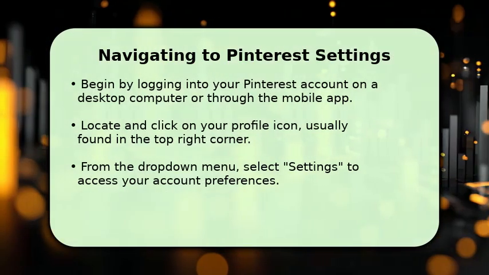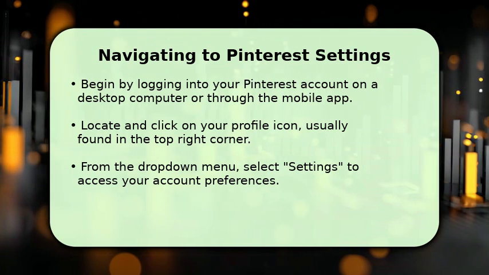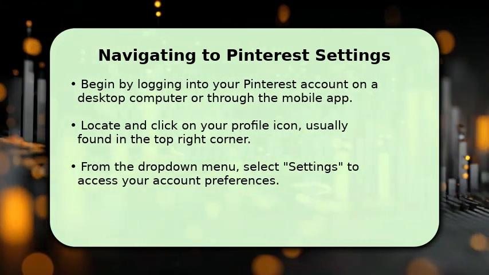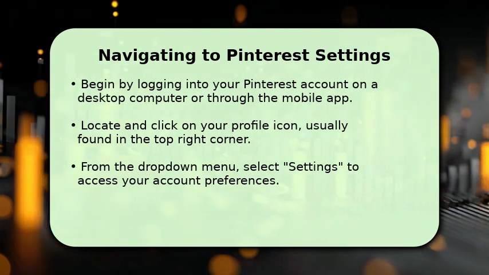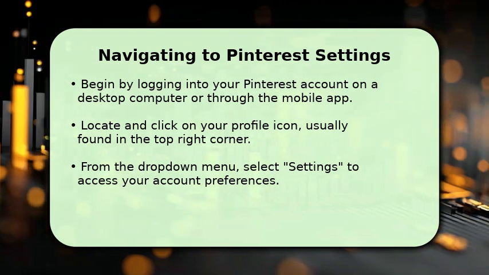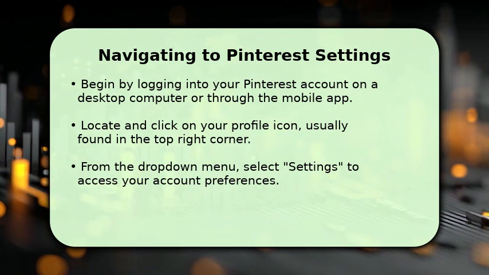To begin, you'll need to log into your Pinterest account. Whether you're using a desktop computer or the mobile application, the process is quite straightforward. Once logged in, locate your profile icon, typically found in the upper right-hand corner of your screen. Click on this icon to reveal a drop-down menu. From there, select the Settings option.